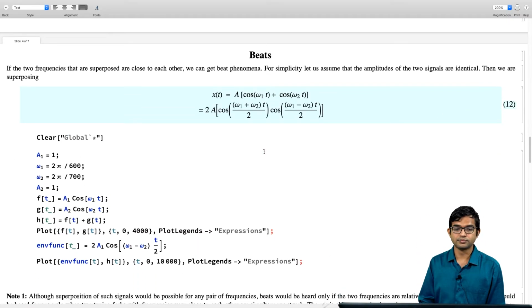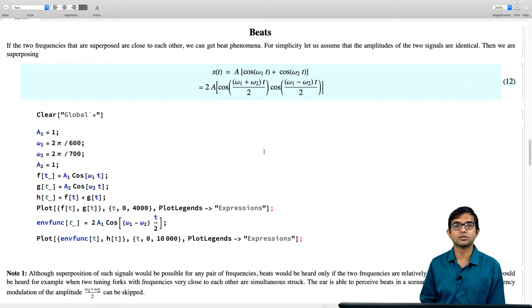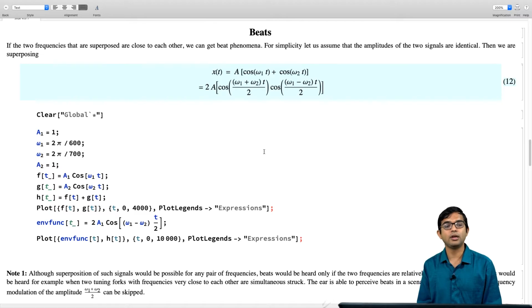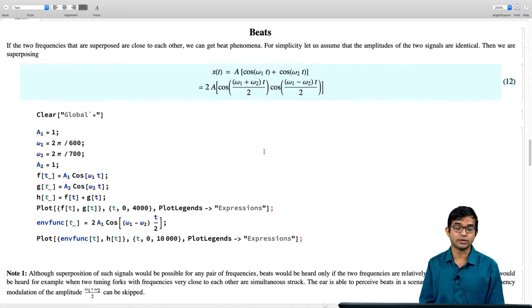Okay, so another familiar concept in this context is that of beat phenomena, right? So this happens when the two frequencies that are superposed are different, but not too different.